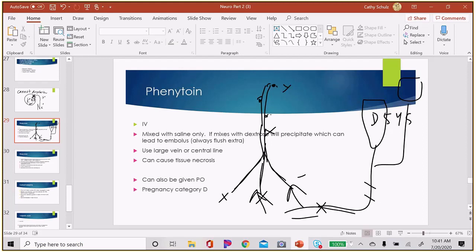But say I had a central line, I still couldn't run it as a piggyback. I would have to just put it as a separate thing. Okay, thank you. Sure.